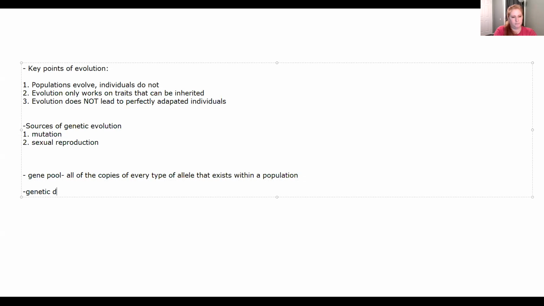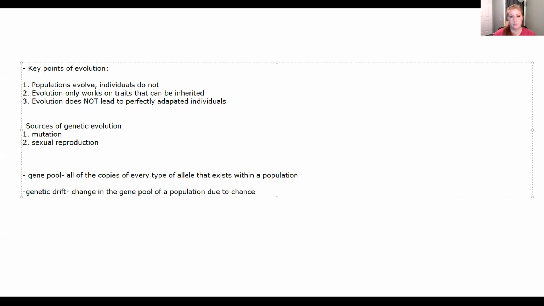Then let's do genetic drift. So genetic drift is a change in the gene pool of a population due to chance, okay? Meaning that it's not a case of artificial selection. The gene pool for dog breeds has changed over time, but not due to chance because we made it that way. So genetic drift is something that's going to happen for random reasons.